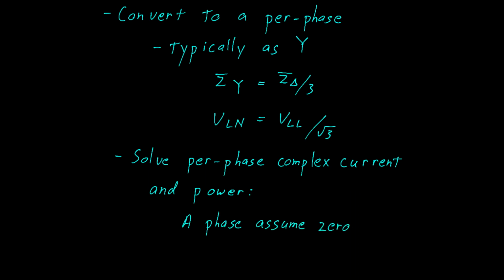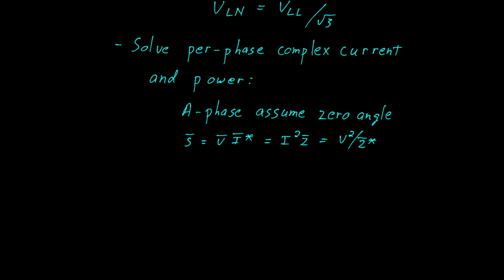Remember our complex power calculations. So S is equal to V I complex conjugate, or the magnitude of the current squared times the impedance, or the magnitude of the voltage squared divided by the complex conjugate of the impedance. Once that's done, you can then convert everything back into a three-phase system. Your complex power, in this case, would be multiplied by 3.